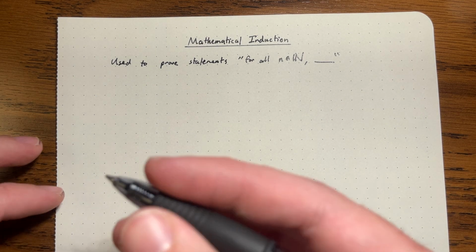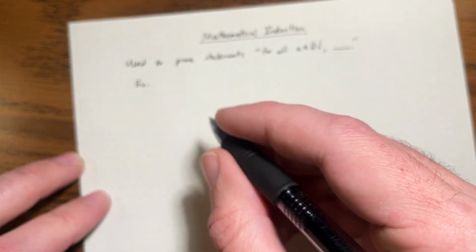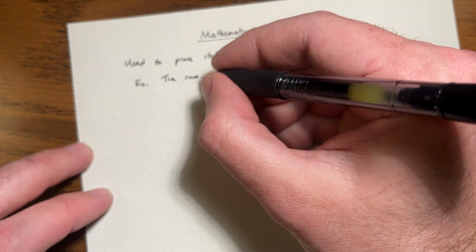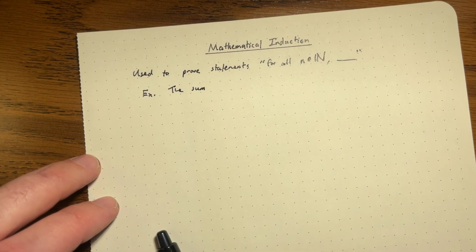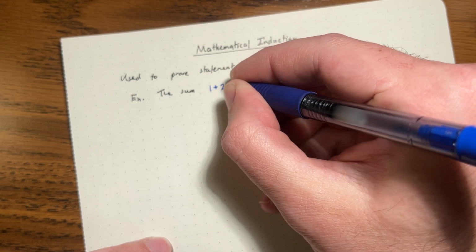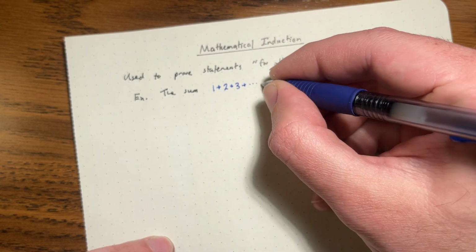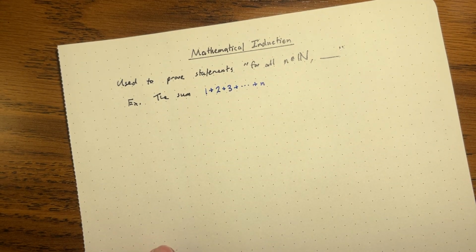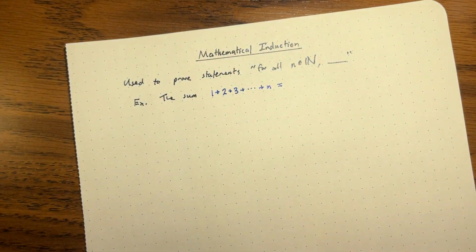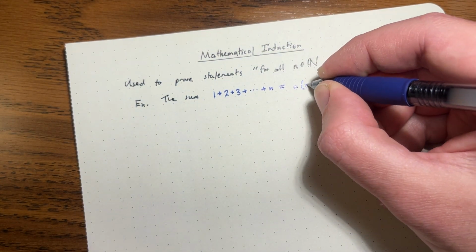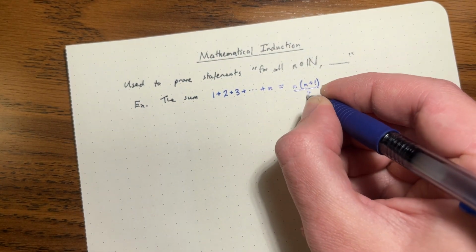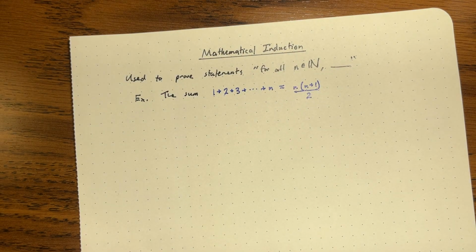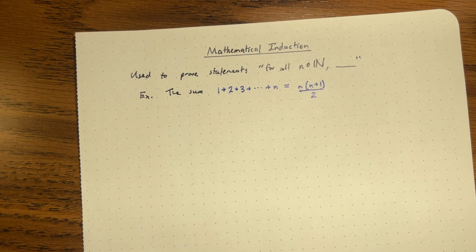For example, it could be something like a little formula. Here's an example statement: the sum of the first n natural numbers. I'm using 1 to be the first natural number, but you can consider 0 to be the first if you'd like. It doesn't really make much of a difference. But there's this famous sum formula: the sum of the first n natural numbers is given by n times n plus 1 over 2. And this works for any n.